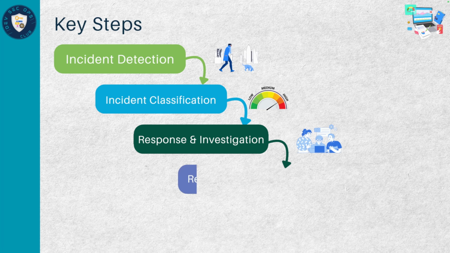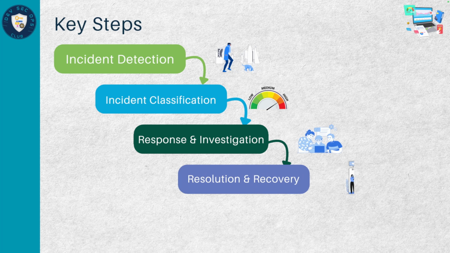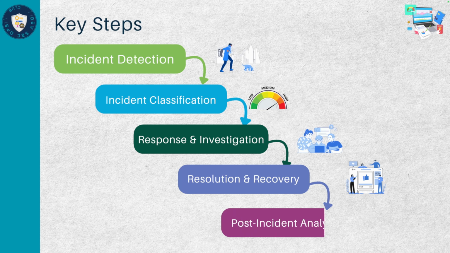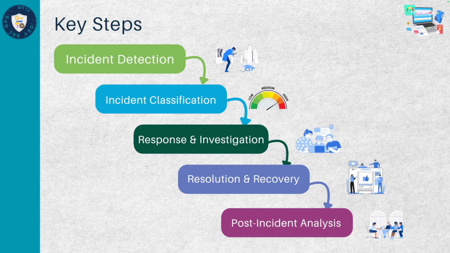Next, we have resolution and recovery, implementing fixes to restore normal operation. And once that is done and the incident is completely closed, you have post incident analysis, which is usually called a postmortem, where we review the root cause, document findings, and improve the process. So these are some key steps which are followed in order to manage an incident.